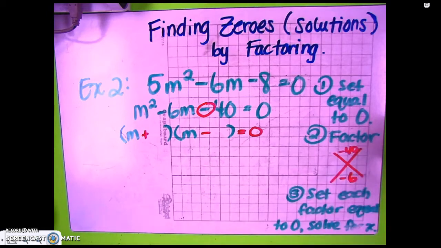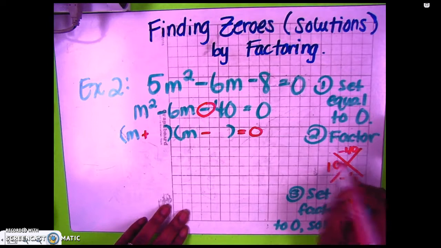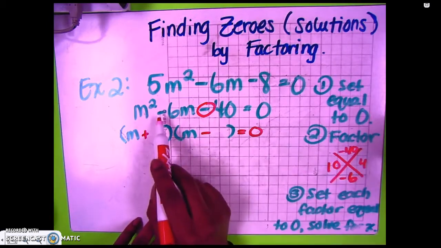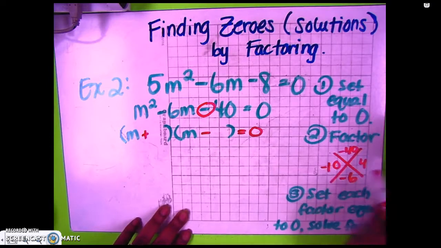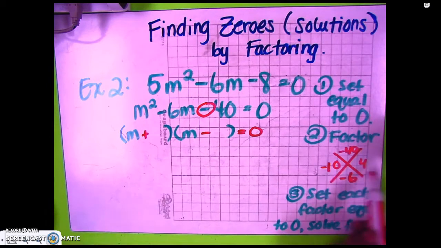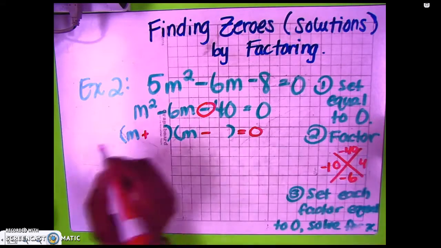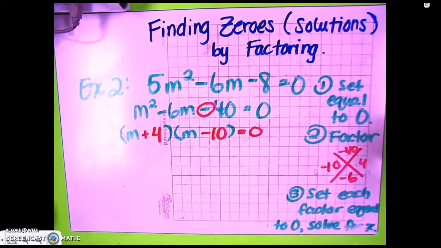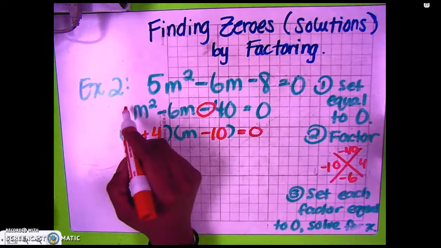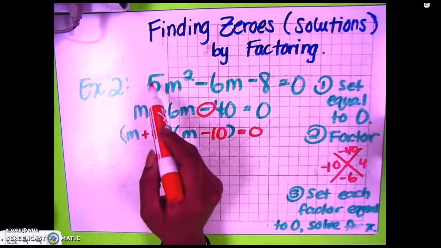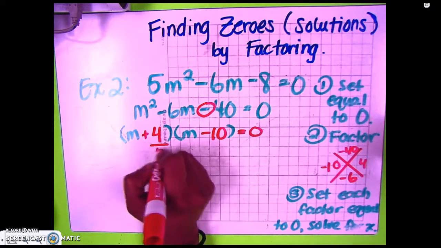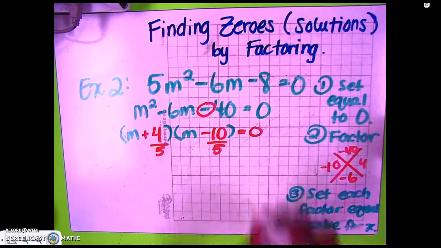Factors of 40 are 10 and 4. Because the first sign is a negative sign, our 10 has to be negative and the 4 has to be positive. So negative 10 times 4 is negative 40. Negative 10 plus 4 is negative 6. So our 4 goes here, 10 goes here. Because we multiplied the leading coefficient with the constant first, we have to go back and divide by it. So we're going to divide both factors by 5.